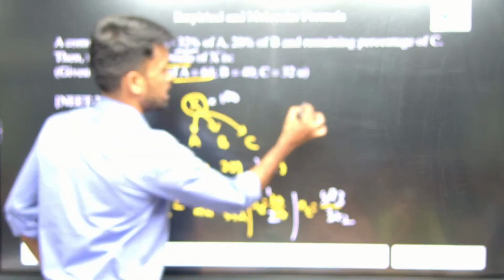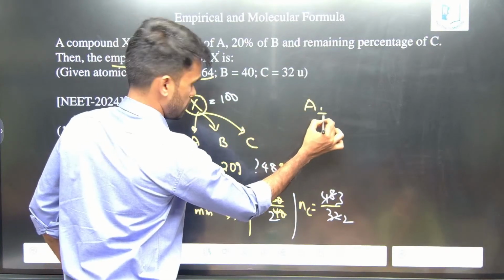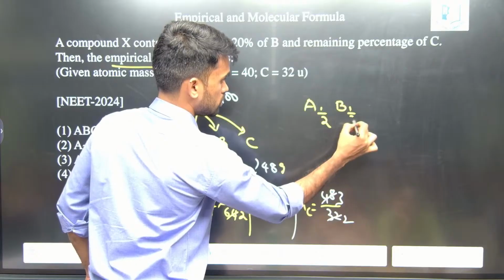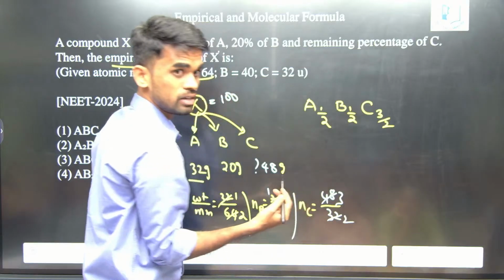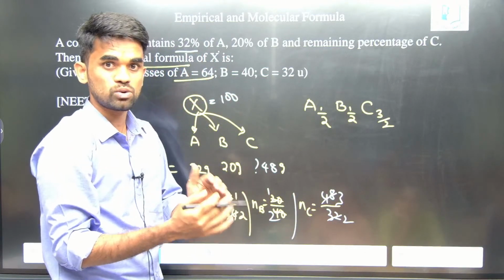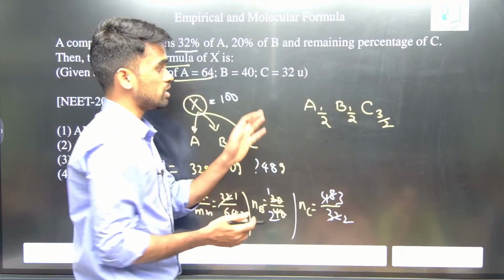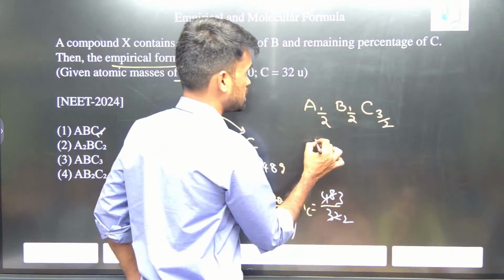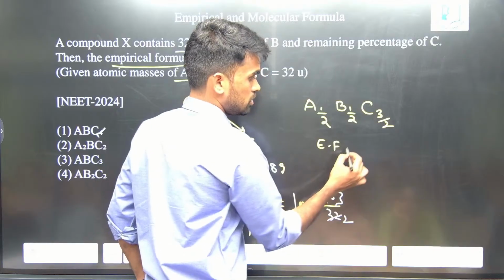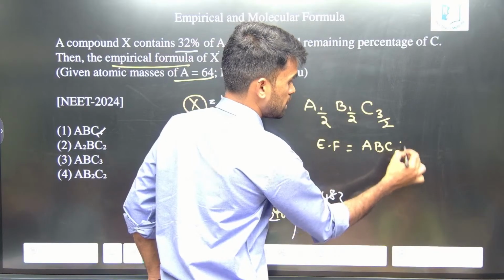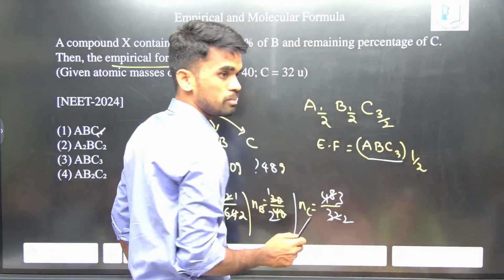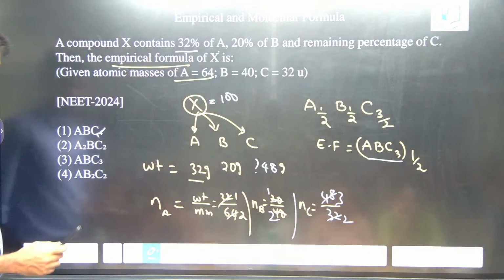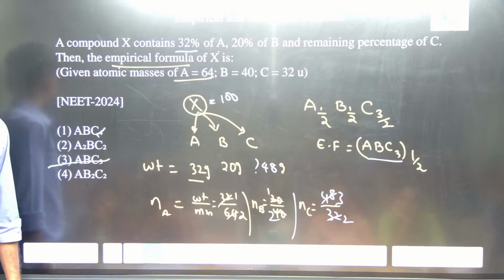Now what did we get here? A is 1 by 2, B is also 1 by 2, C is 3 by 2. See, 2 is common now. What we require is the simplest whole number ratio. So if I consider this as a molecular formula, the empirical formula I can make out of it is A B C 3. What I have taken common outside is 1 by 2, so remove this. Whatever the simplest form is, that will be your option. Clear everyone?